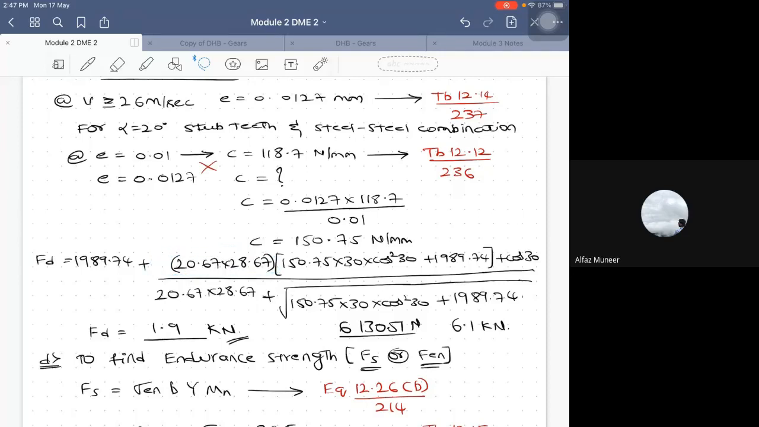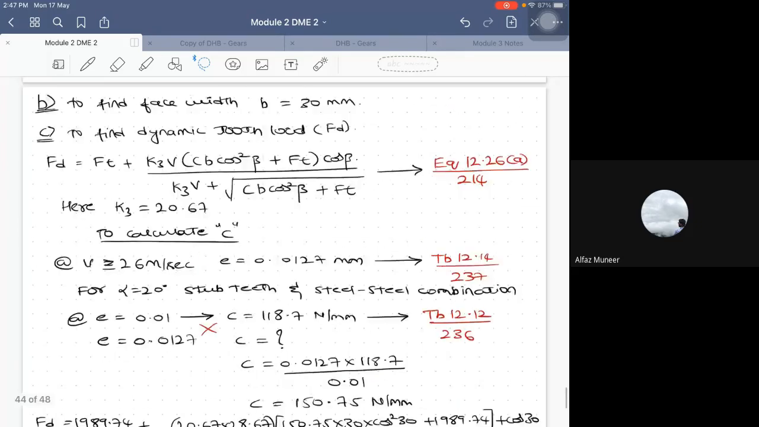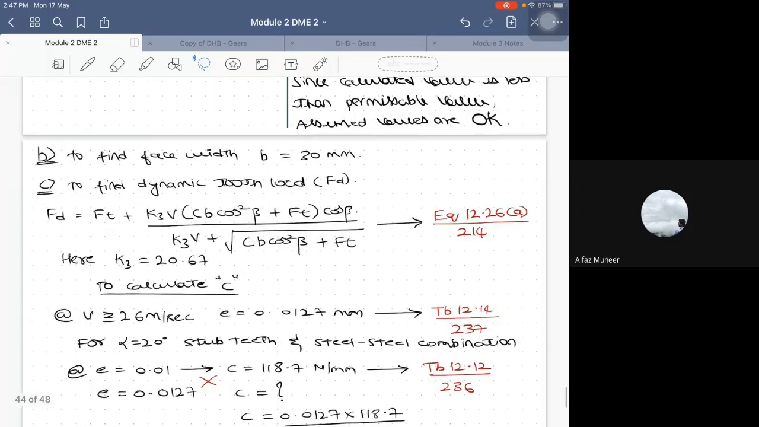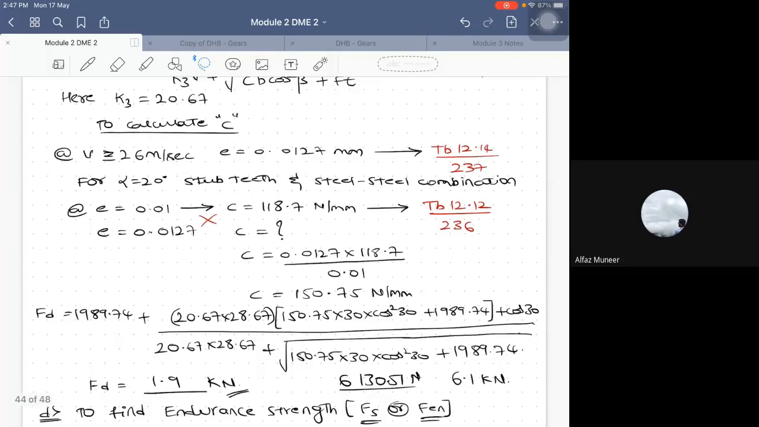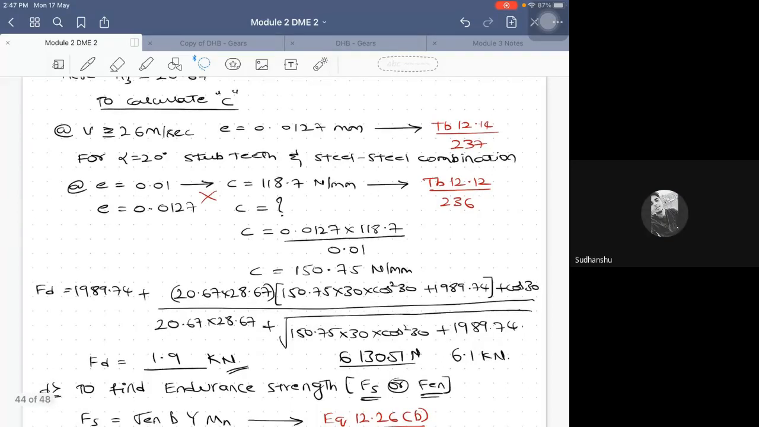Correct now? Yes sir, 6.7 comes. So I would just change this to 6.7 kilonewton.